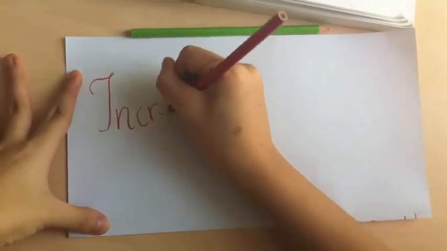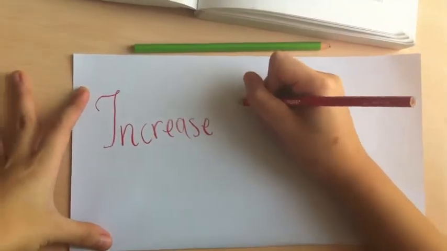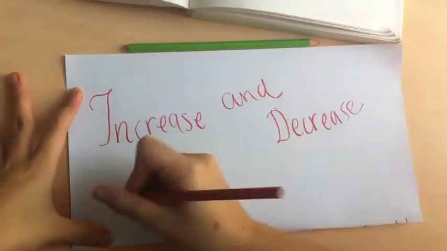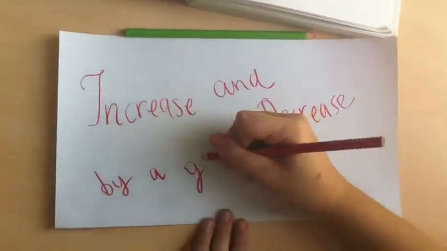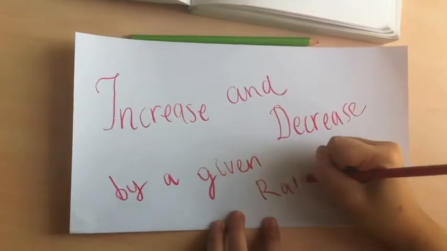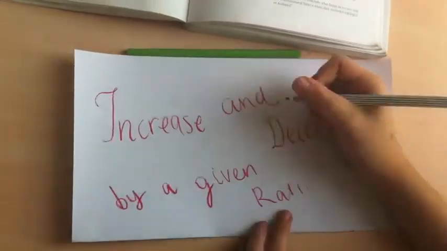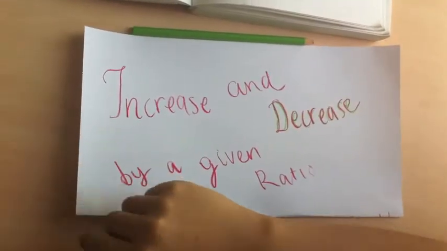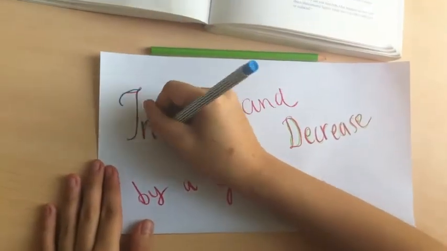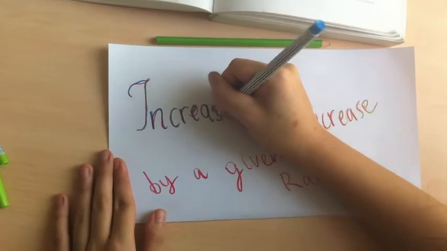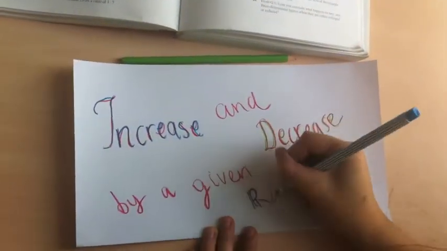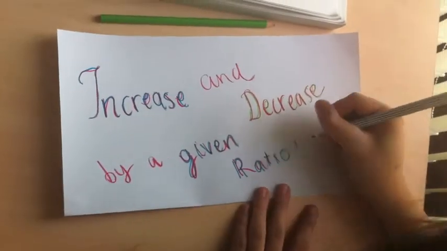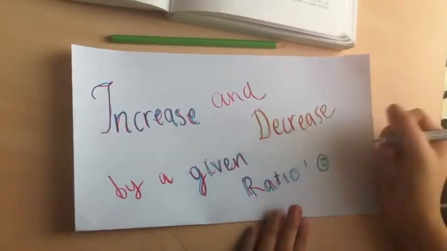When increasing by a ratio, you have to think of it as a fraction, with the biggest number as the numerator and the smaller number as the denominator. Then multiply the value by the fraction. Simple. Decrease by a given ratio is taking a value and decreasing it by a given ratio. When decreasing by a given ratio, you think of it as a fraction, with the smaller number as the numerator and the biggest number as the denominator. Multiply the value by the fraction. Easy.